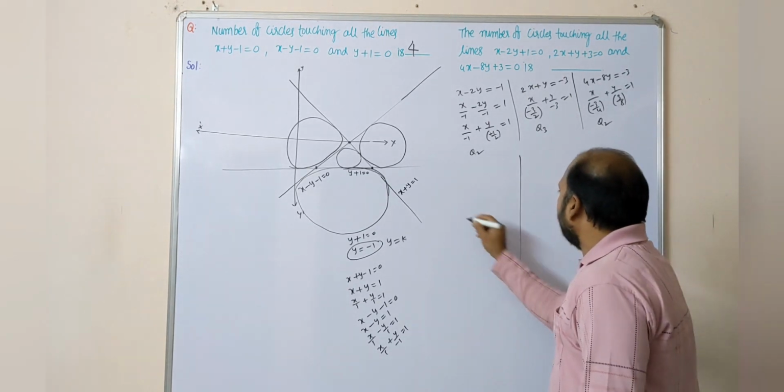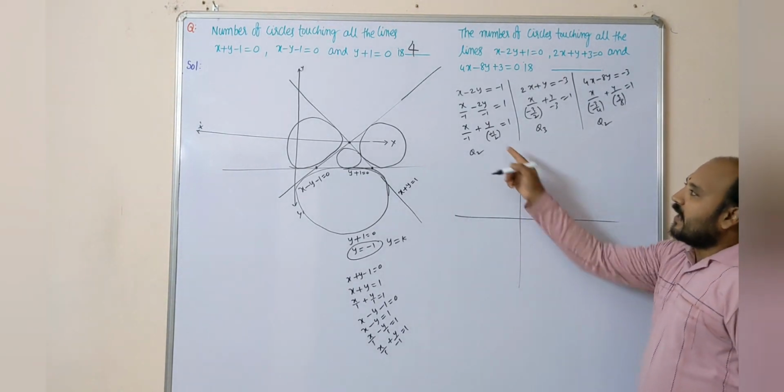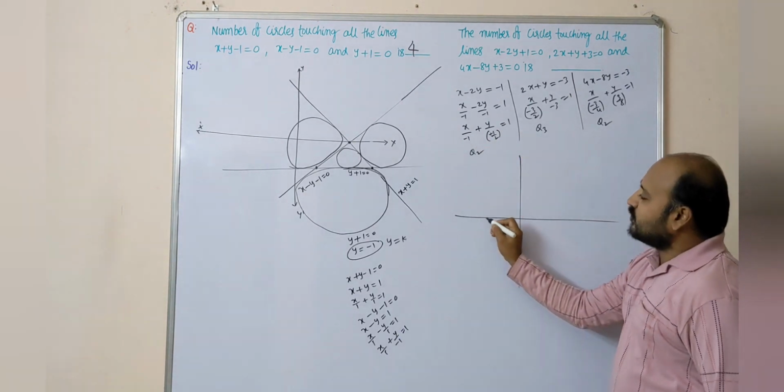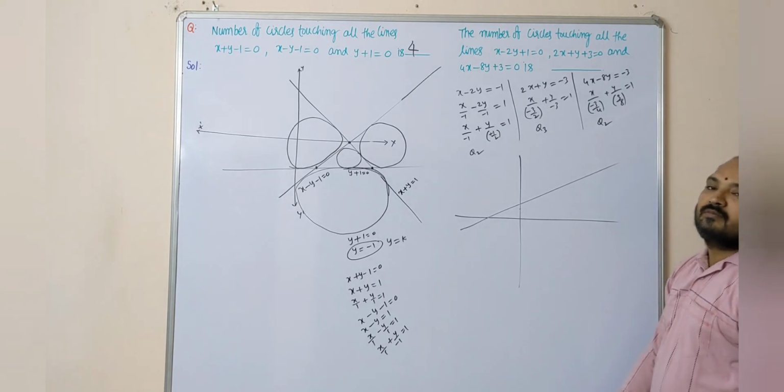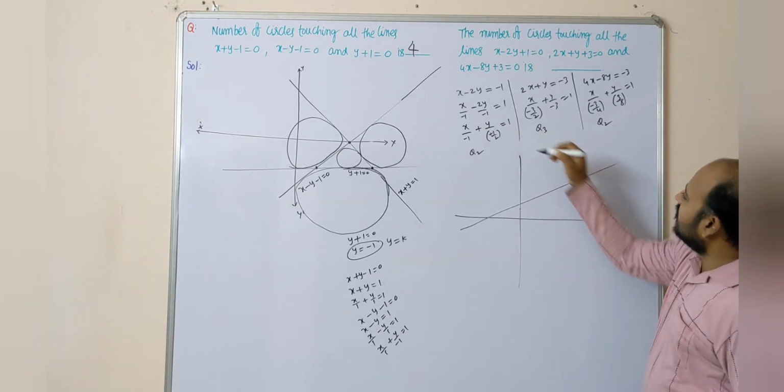Now draw the rough figure. Two lines, minus 1 and 1 by 2: minus 1 is here, 1 by 2 is here. This is one line, so you take this as equation number 1.